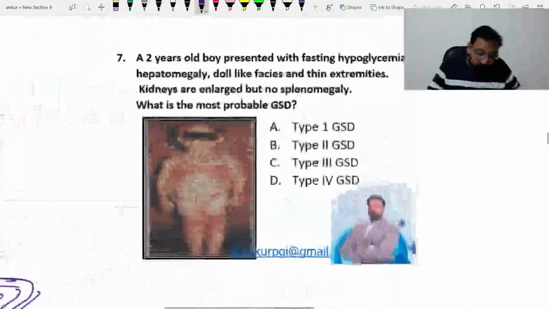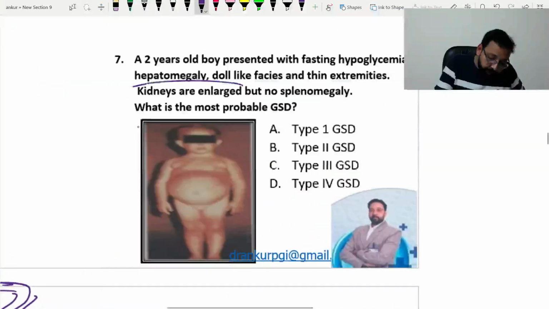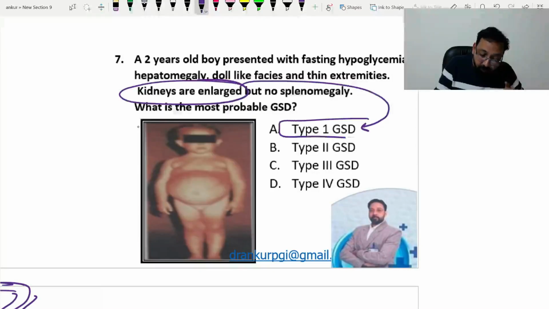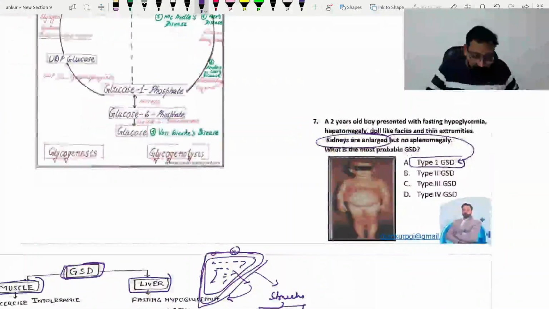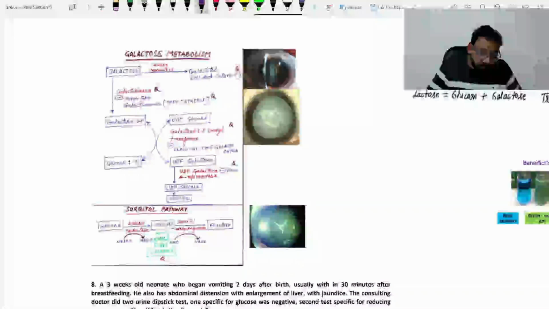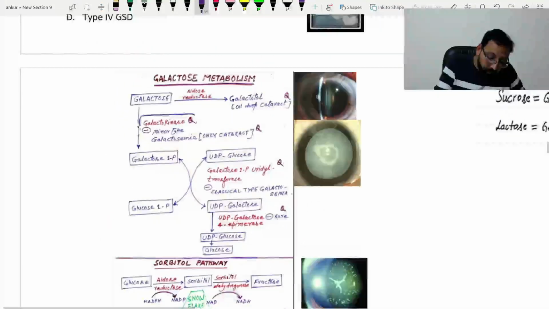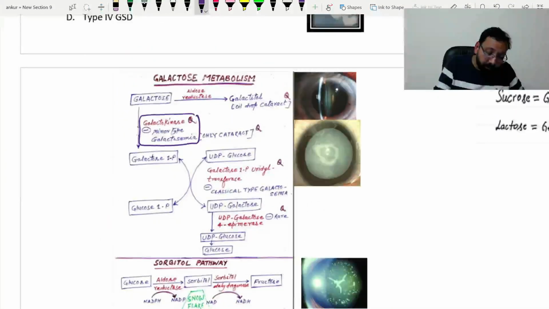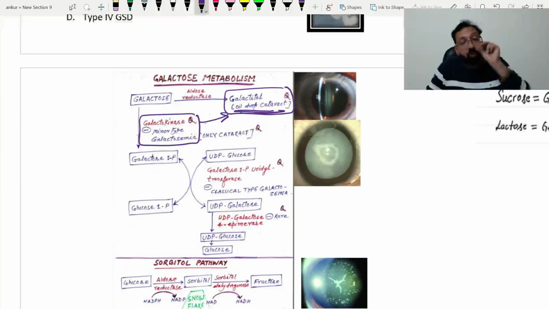Yes, in this question you can see the kidneys are enlarged. This renomegaly is specific of type 1 glycogen storage disease. Okay. Galactose metabolism: if galactokinase is deficient, there would be accumulation of galactitol in the lens. This is called oil drop cataract, seen in galactokinase deficiency. Only and only cataract would be there.